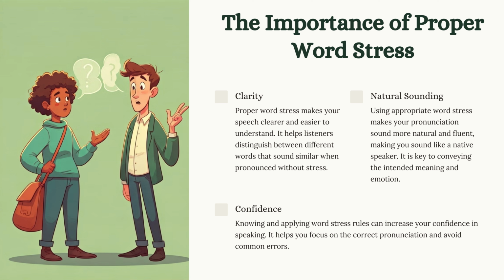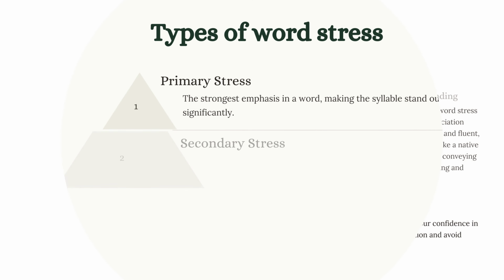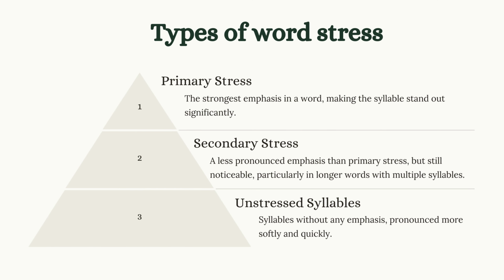Having established the importance of word stress, let's explore its nuances by identifying its types. So, we have 3 types of word stress. Primary stress, the strongest emphasis in a word, making the syllable stand out significantly. Secondary stress, a less pronounced emphasis than primary stress, but still noticeable, particularly in longer words with multiple syllables. Unstressed syllables, syllables without any emphasis, pronounced more softly and quickly.